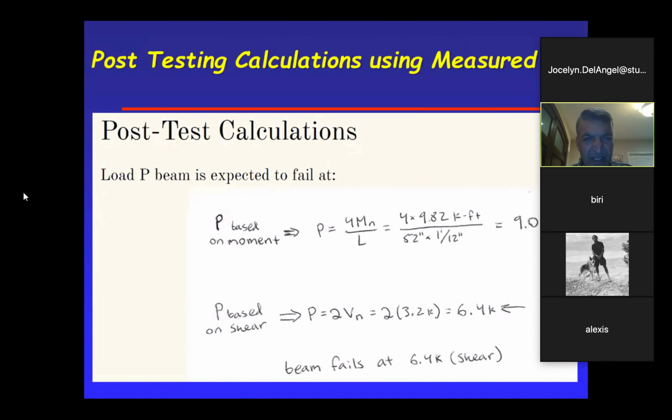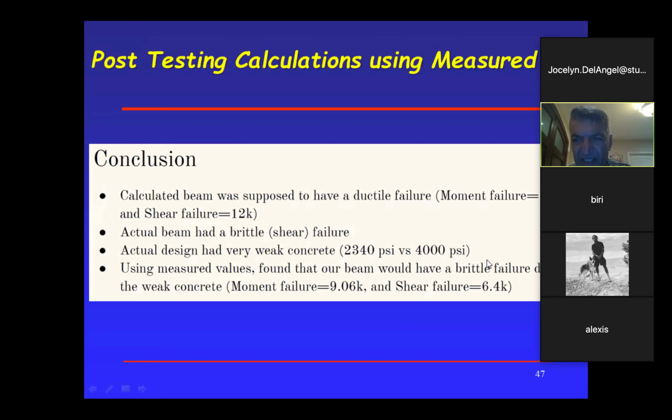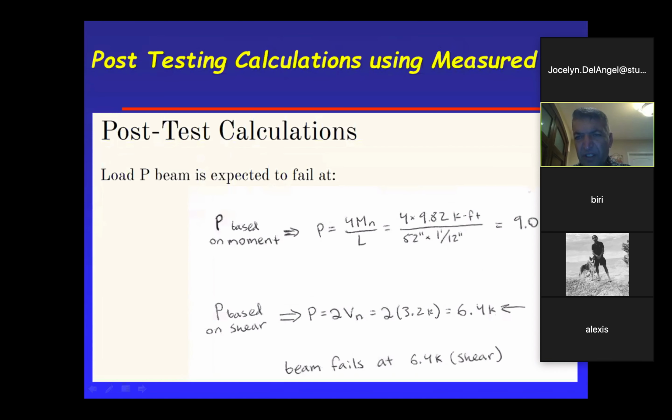Okay. So this is the post-test. I remember, I think the pre-test, this was 9 point something. Okay, I don't want to look at it. Maybe it's in the next slide. Yeah, it's in here. See here, conclusion. Calculated beam was supposed to have a ductile failure, moment failure, 10.9 kips. See, this is the P we would have needed to break the beam using 4,000 PSI. How much did we end up with? 9.06. See that? From 10.9, almost 11, to 9 because of the difference in strength.